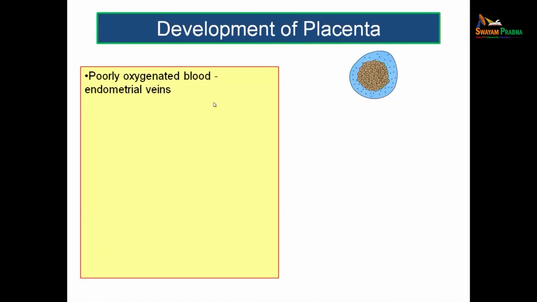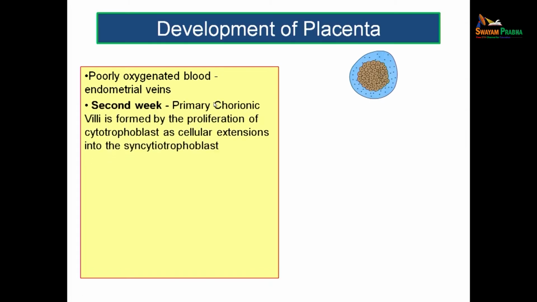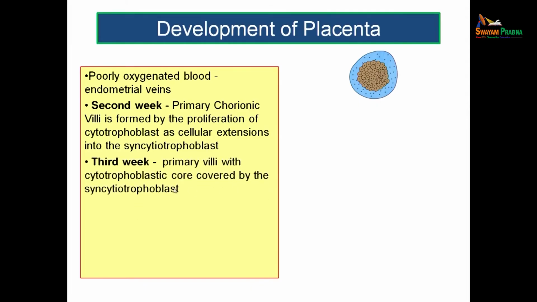Now, we have already mentioned that the poorly oxygenated blood is taken up by the endometrial veins, and by the end of second week you have the primary chorionic villi formed by the proliferation of the cytotrophoblast as cellular extensions into the syncytial trophoblast. By 3rd week, what happens?